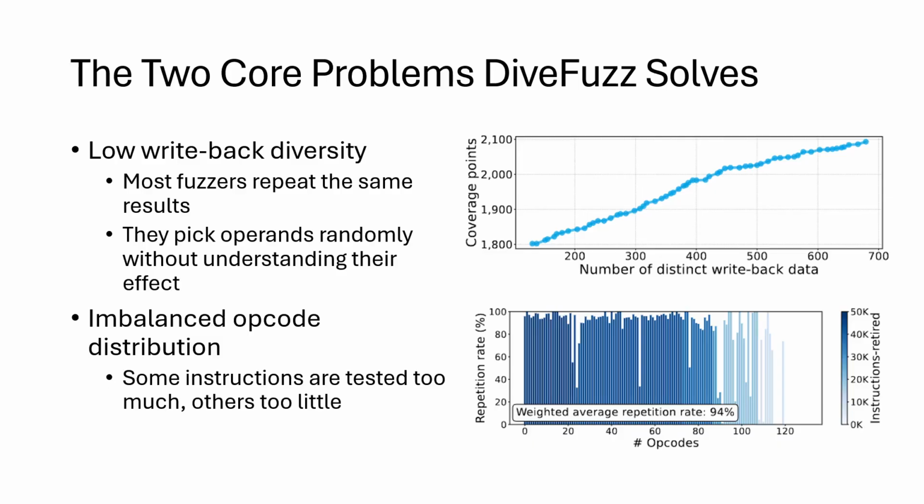The second issue that DiveFuzz identified was imbalanced opcode distribution. So opcode is the operation code, such as addition, subtraction, multiplication. Some of these instructions get tested hundreds, thousands of times, while other instructions don't get tested that frequently. Branch instructions, for example, could get skipped over despite the fact it may cause a much higher chance of you hitting a crash state. And this happens due to lots of different factors: decoding optimizations, branching behavior, instruction fusion.